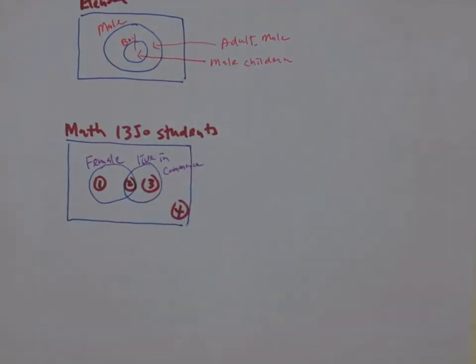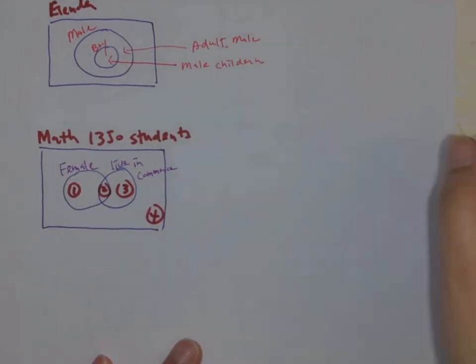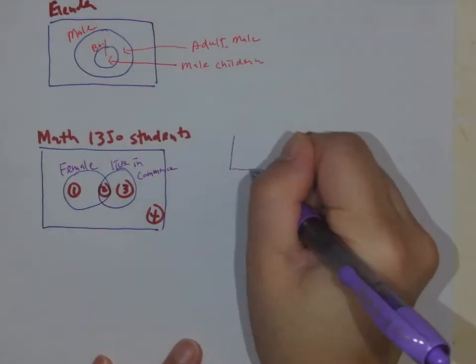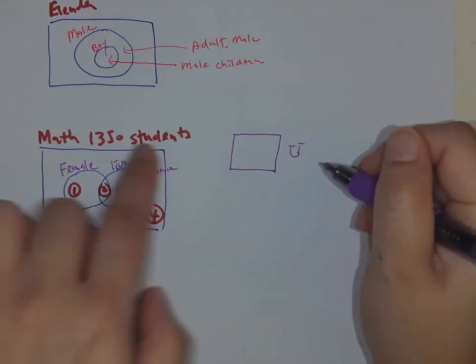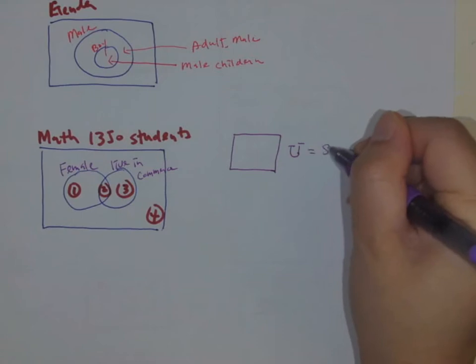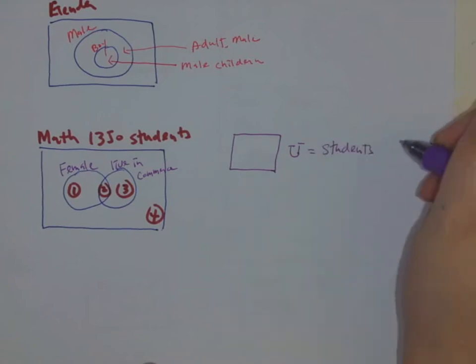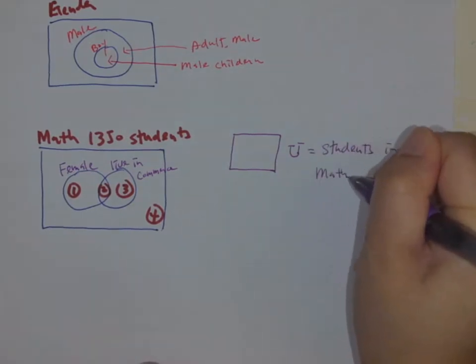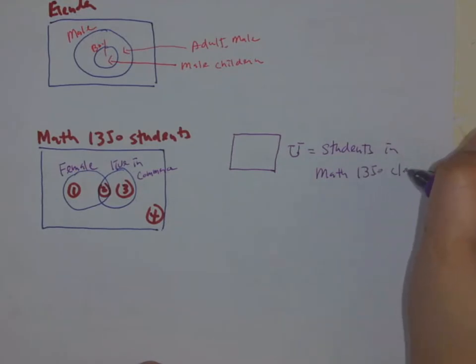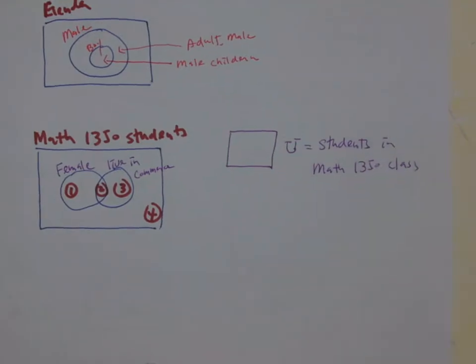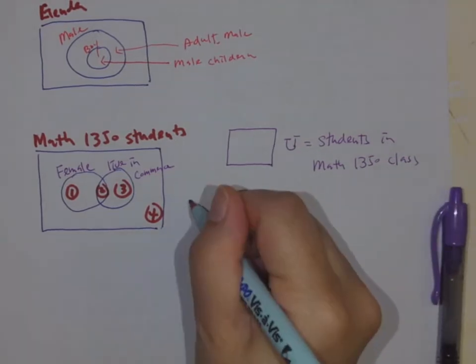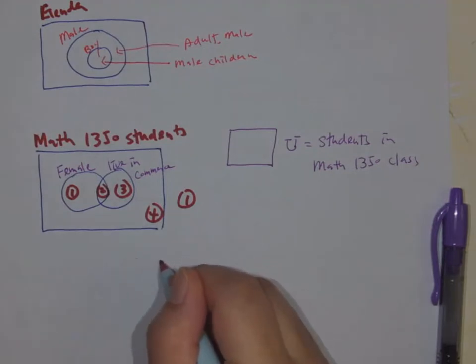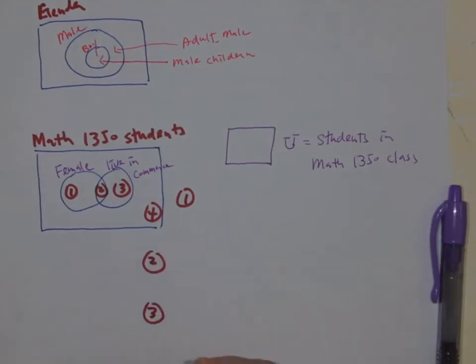Okay, so the rectangular box is representing the universal set, which is like the title, students in math 1350 class. Okay, so that's your universal set. So for sections 1, 2, 3, and 4, we're going to explain what they are in words. Hopefully that helps students see that a little bit better.